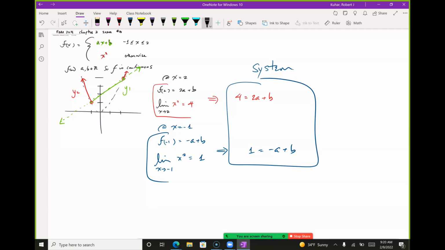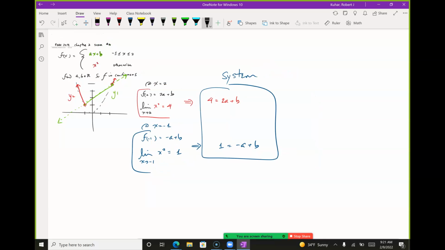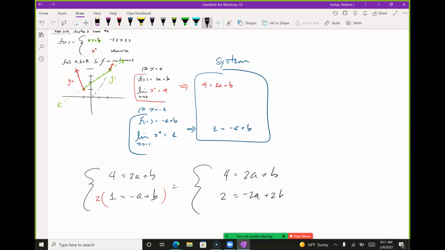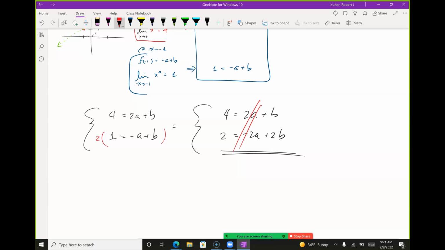So now I have a system, and I'm going to solve the system. I'm going to be really close on time here, I only have a little bit more than 4 minutes. I've got a system of 4 equals 2a plus b and 1 equals minus a plus b. I'm going to multiply everything here by 2 and do the elimination method. So 4 equals 2a plus b and 2 equals negative 2a plus 2b. Now if I add them, my values of a go away. I get 6 equals 3b, so b equals 2.